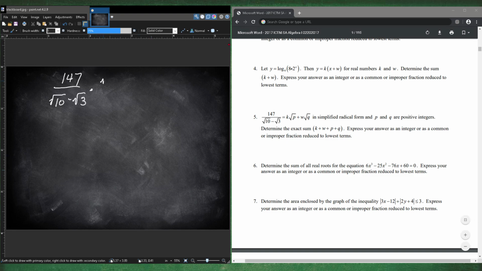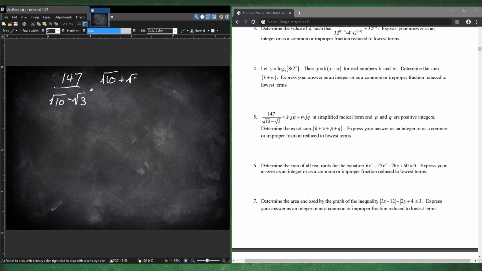So square root 10 plus square root 3. And the reason I did that is that whatever the sign is right here, you have to do the opposite of that. So if it's negative, you put positive. If it's positive, you put negative. So in this case, it's negative, so you put positive.